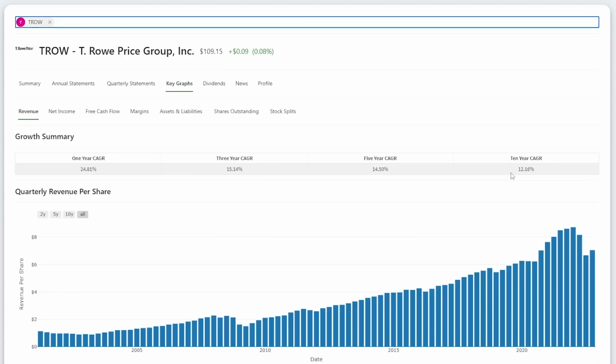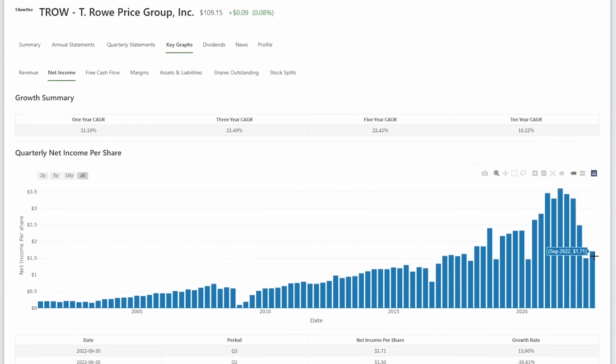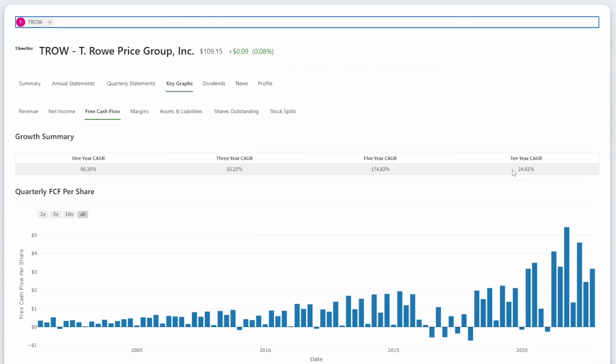On a per-share basis, revenue has grown at a 12.16% 10-year compound annual growth rate. However, this does not account for the recent revenue decline in 2022. Net income per share is growing at a 16.22% 10-year compound annual growth rate, once again, not accounting for the 2022 decline. Free cash flow per share is growing at a massive 24.62% 10-year CAGR.